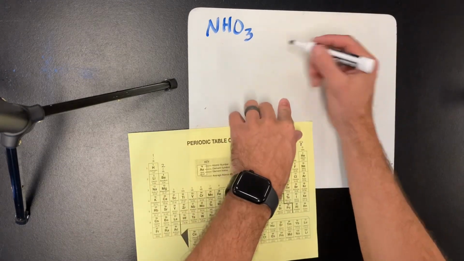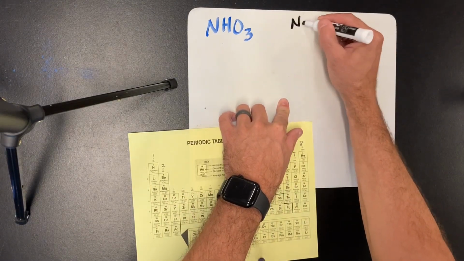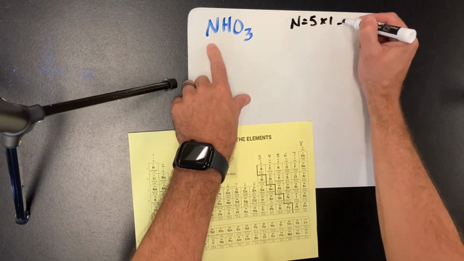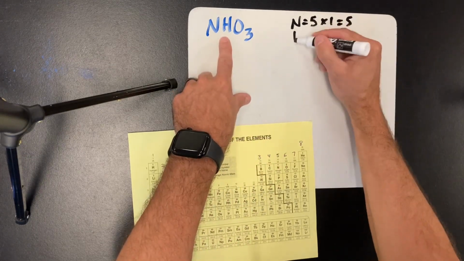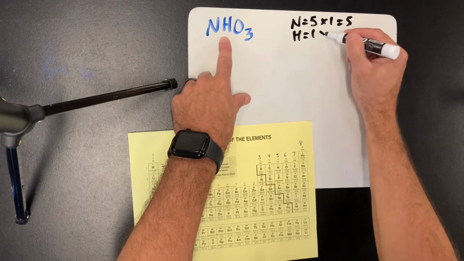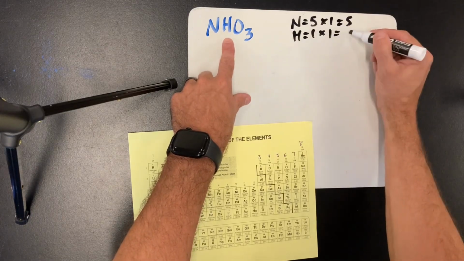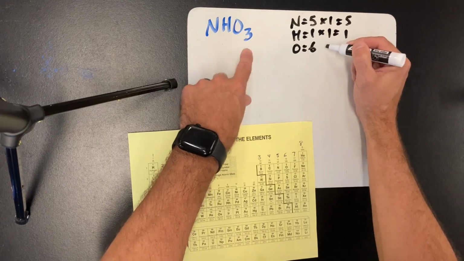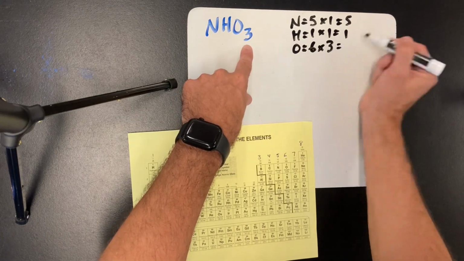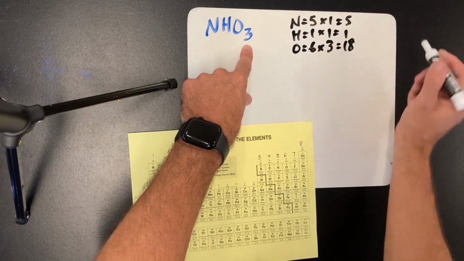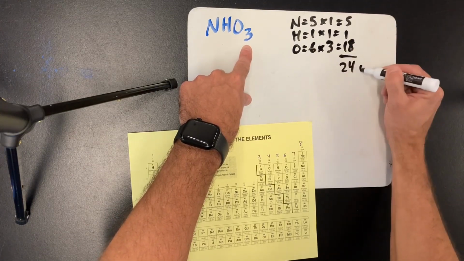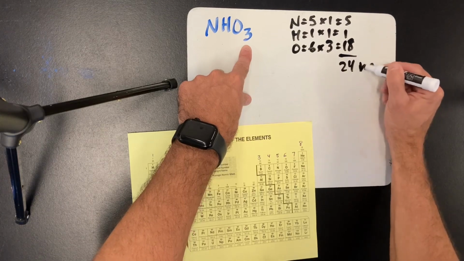We need to figure out our number of valence electrons. So nitrogen has 5. There's only one of them. Hydrogen has 1 valence electron. There's only 1 in this molecule. And oxygen has 6 valence electrons. There's 3 in this molecule. All right, and so a little quick addition. We've got 24 valence electrons to use.